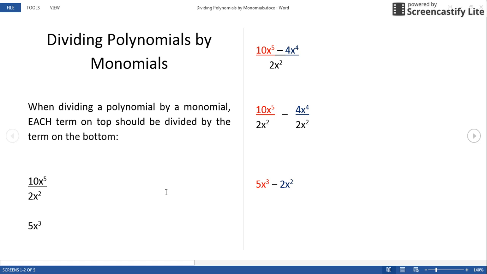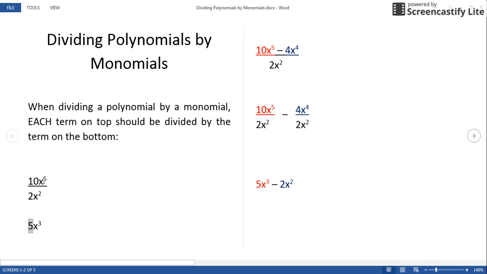When we divide a polynomial by a monomial, each term on top should be individually divided by the term that is on the bottom. For instance, with the one that is here, one term on top divided by one term on bottom. Well, we can reorganize our division so that we take this a little piece at a time, just reducing this fraction. 10, if I divide by 2, gives me 5.